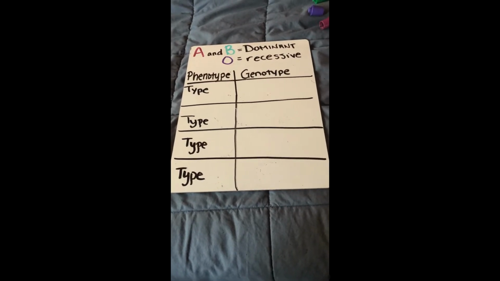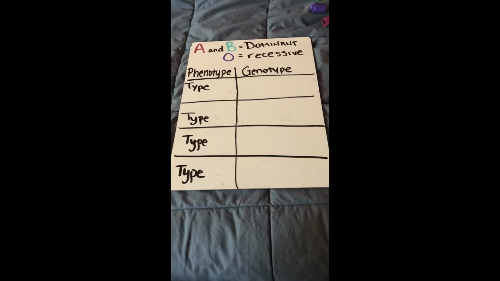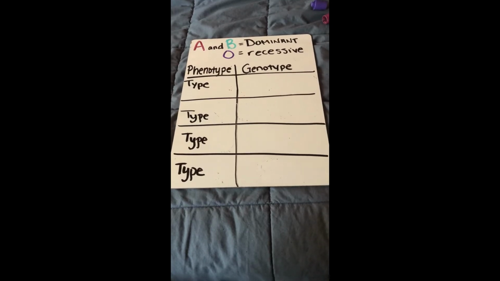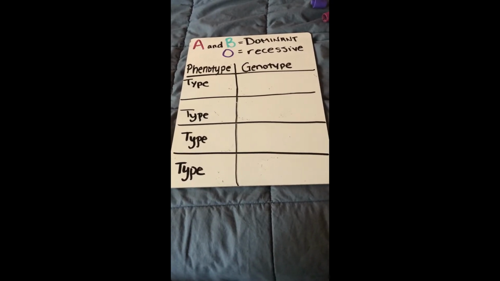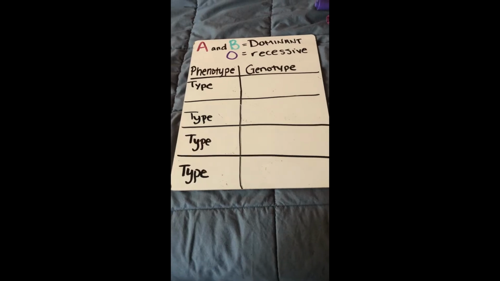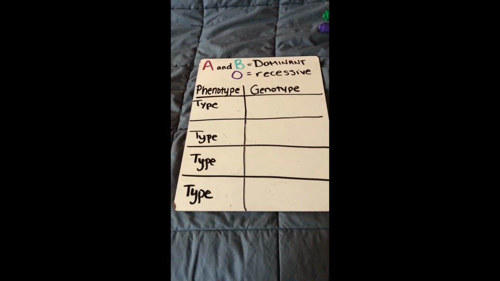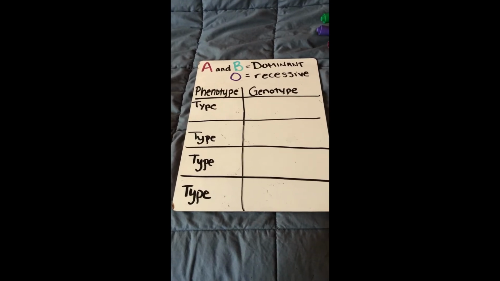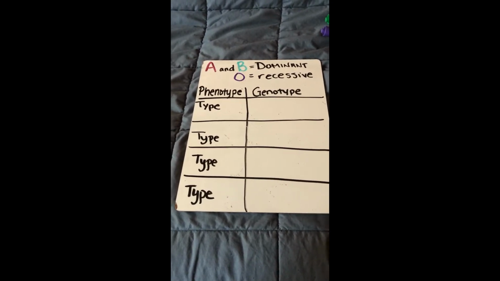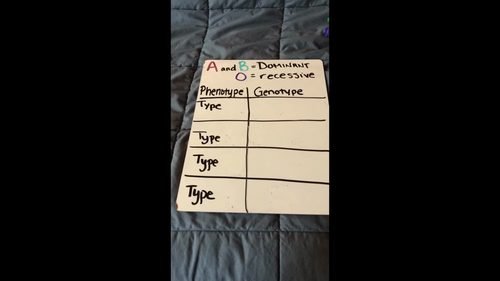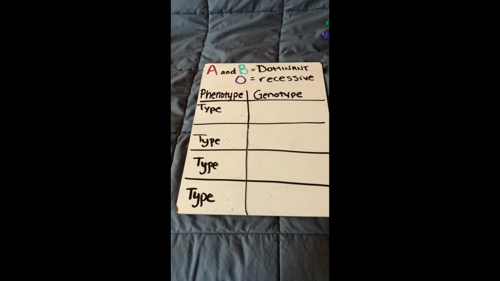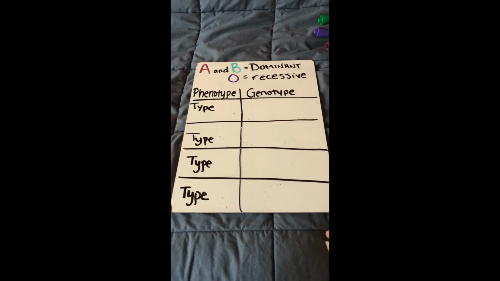Now, when you are inheriting your blood type, it's just like anything else. You get one copy from mom and one copy from dad, or one allele from mom, one allele from dad. So, when we are talking about phenotypes, your phenotype is expressed based on your genotype. Now, you have four different phenotypes possible for blood type.